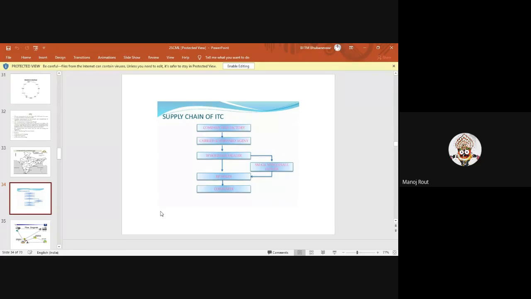Then if you look at the particular diagram, the company hub factory goes to the carry and forward agency, that is the C&F agency. These are nothing but different kinds of stockists, super stockists. Then the super carry and forward agency to the wholesaler. Then wholesaler to, if you take a look at the right side, small wholesalers and dealers, and finally it reaches the retailer and retailer to consumers.